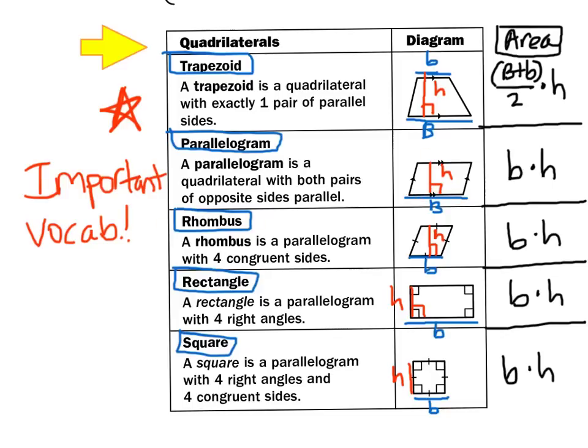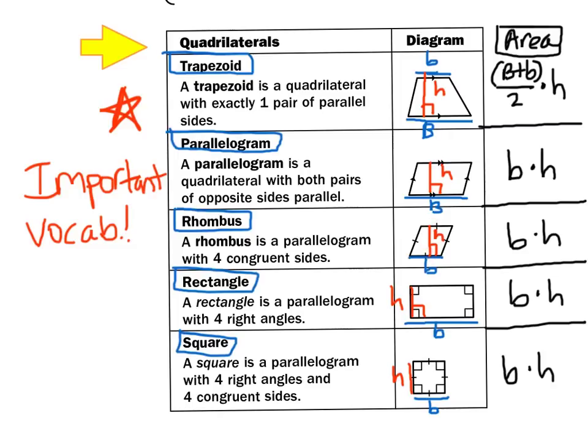A rhombus is also a parallelogram, but do you see these little tick marks? That means all 4 sides are the same. They're all the same length. So a rhombus is really like a square leaning on its side. And the area for a rhombus is also base times the height, but the height has to touch the base at a right angle.